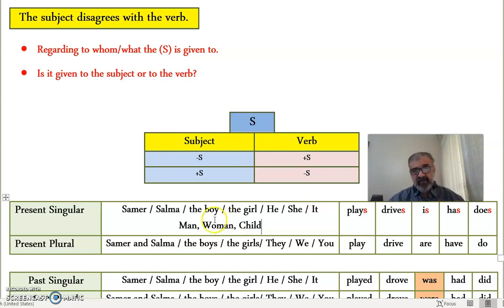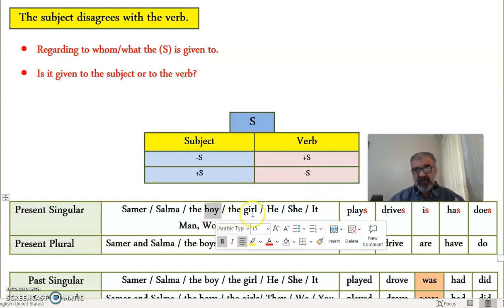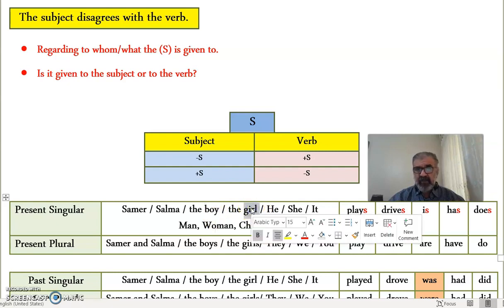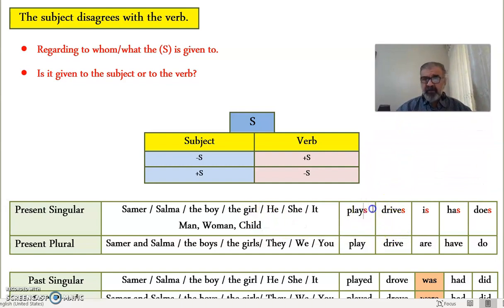They don't have an S. Boy doesn't have an S. Girl doesn't have an S. Therefore, the verb should end with an S. As easy and straightforward as that.